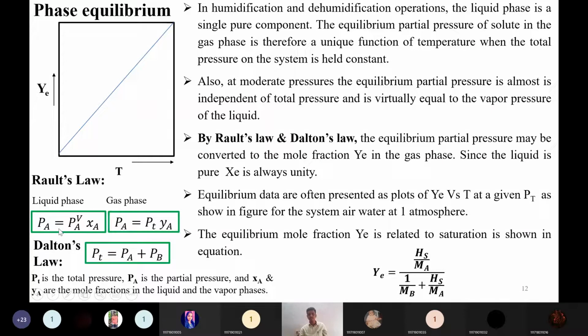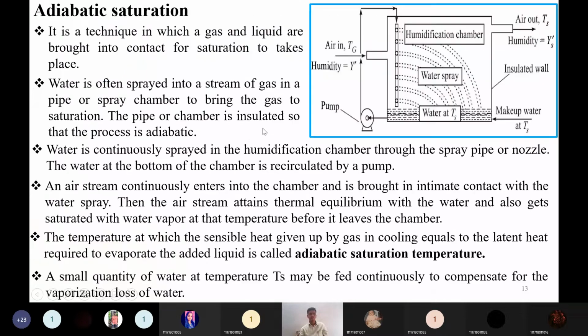Raoult's law for the liquid phase is partial pressure equals vapor pressure times mole fraction, and Raoult's law for the gas phase is partial pressure equals total pressure times mole fraction. Then Dalton's law is that the sum of the partial pressures is equal to the total pressure. So in a single slide I have given this; you can go through phase equilibrium.